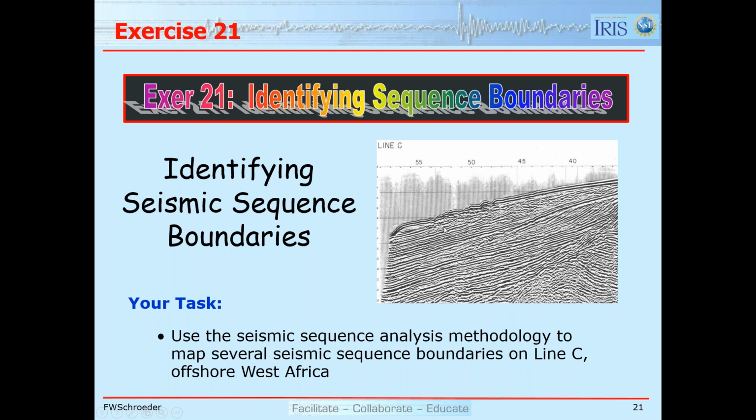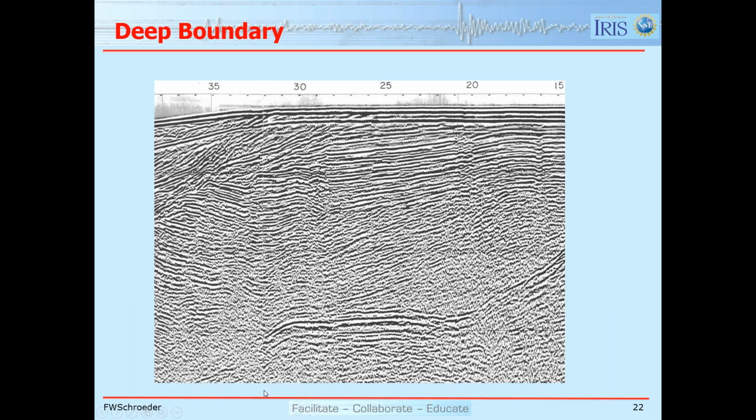And at the IRIS web pages where the lectures and the exercises are located, there's, I think, a PDF, I can't quite remember the format, of this entire line. You can print this off, and the exercise is to try to identify a number of sequence boundaries on this classic line C. This is the central portion of line C. So sea level is up here. We have about 150 meters of water depth to 200 meters over here.